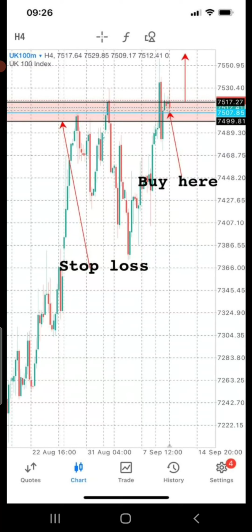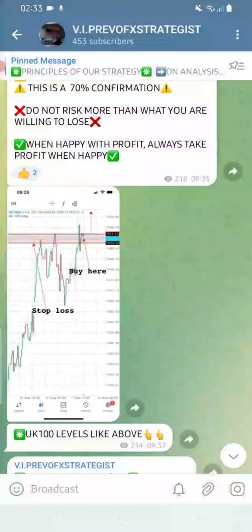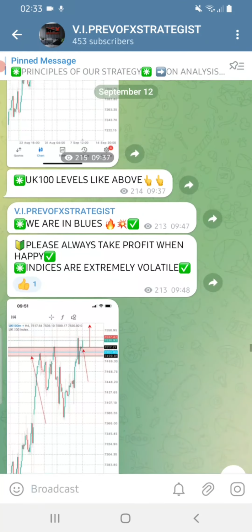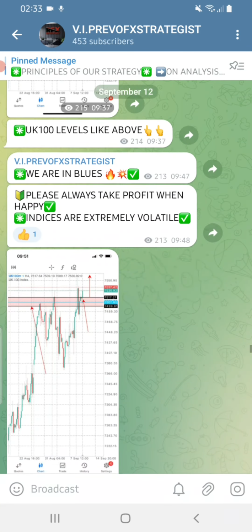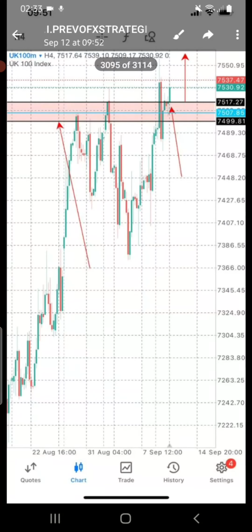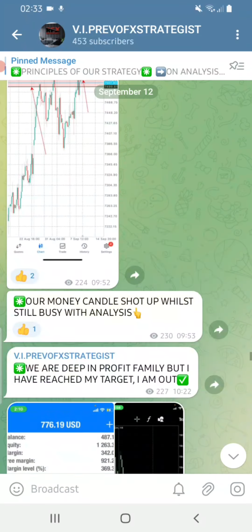On this one, as you can see, there is our stop loss there, and then there is our candle. That is our money candle. We expect from that candle the market to shoot all the way up. Immediately, we're already in blues. As you can see, that money candle also shot all the way up.